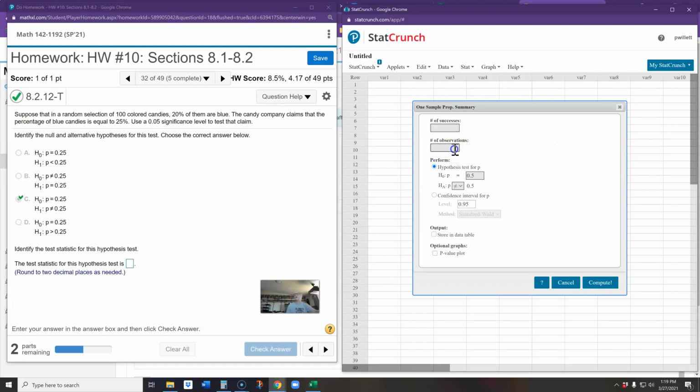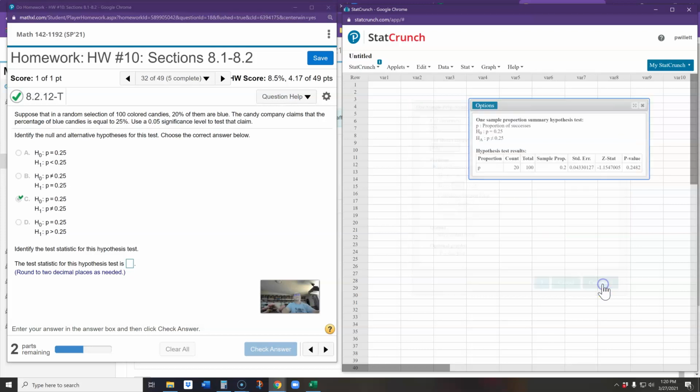So there were 100 colored candies in our random selection, and 20% of them were blue. Now they want the number of successes, but luckily in this case that's an easy calculation. 20% of 100 is 20. And then the hypothesis test is, as we labeled here in part A, that P is equal to 0.25, or not equal for the alternate, to 0.25. And so once we've entered that in, then StatCrunch will do the work for us.